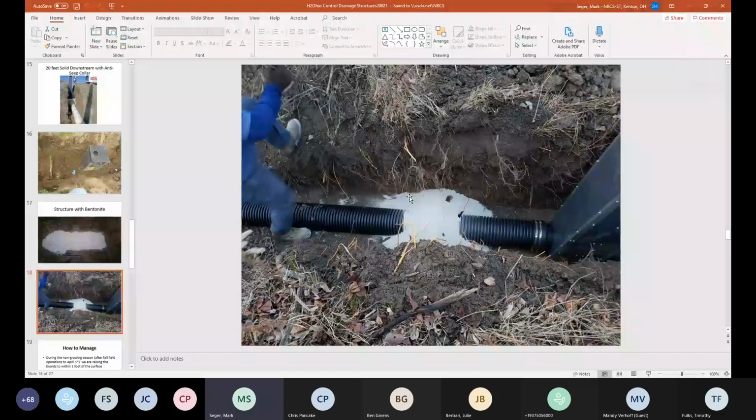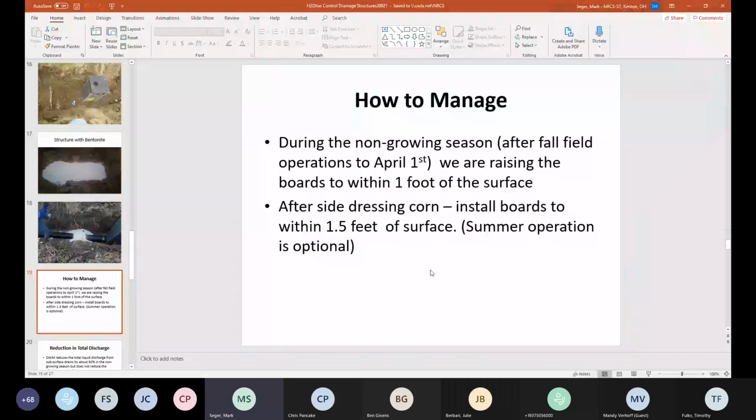How to manage these. During the non-growing season, basically after fall field operations until April 1st, those boards are set to within a foot of the surface, okay? April 1st, we're going to pull the boards, allow the field to drain, and allow them to do their normal field operations.